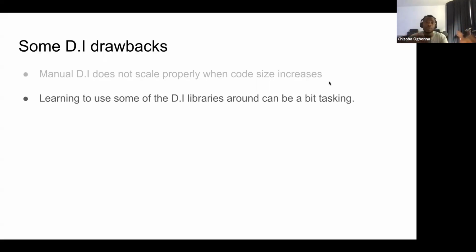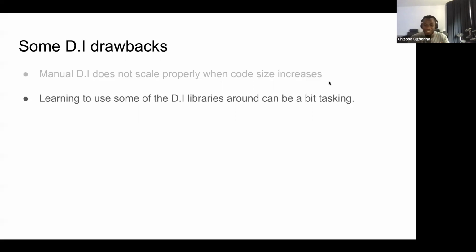And then learning to use some of the DI libraries, like Dagger, can be a bit tasking. Dagger is not really that tough, to be honest, but at times it can be crazy to the point that even Google themselves had to iterate on Dagger. There's vanilla Dagger, which is mostly what I'll be talking about. At some point they iterated and gave us Dagger Android. Now there's a new iteration. So it's problematic like that.